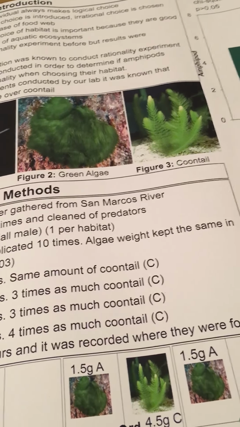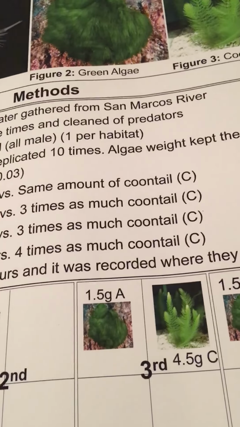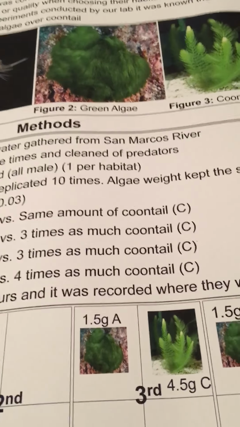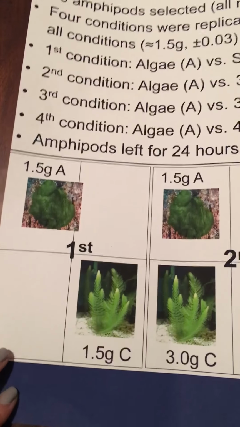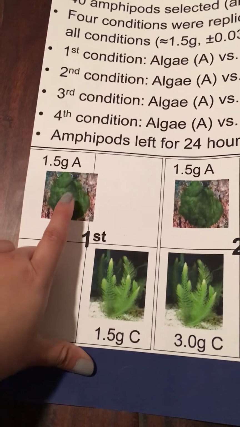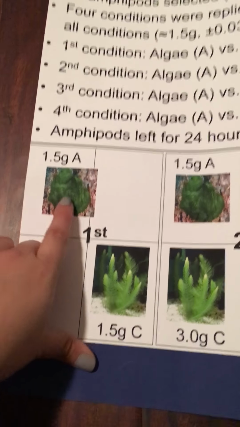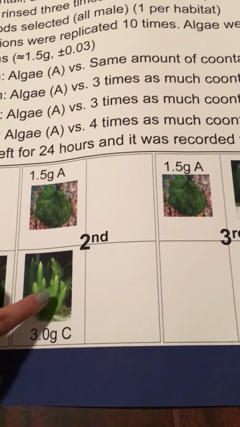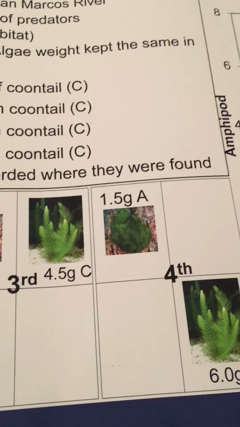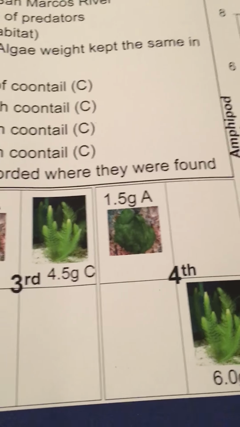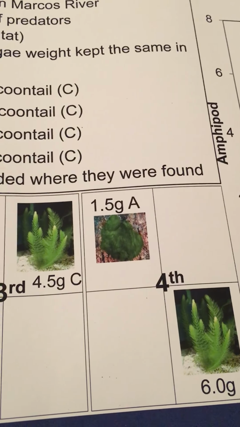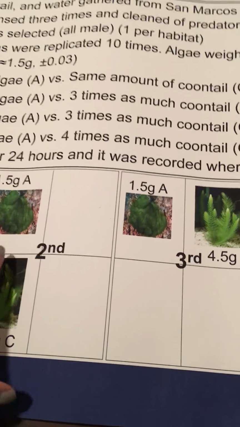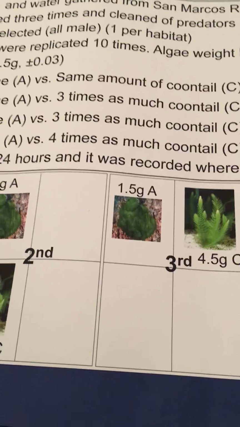In order to find this out, we decided to do four conditions. In each trial, the amount of algae was the same. In the first condition, there was the same amount of algae as coontail. In the second condition, the coontail was doubled. In the third condition, it was tripled, and in the fourth, it was quadrupled. Then we repeated these trials 10 times for a total of 40 trials.